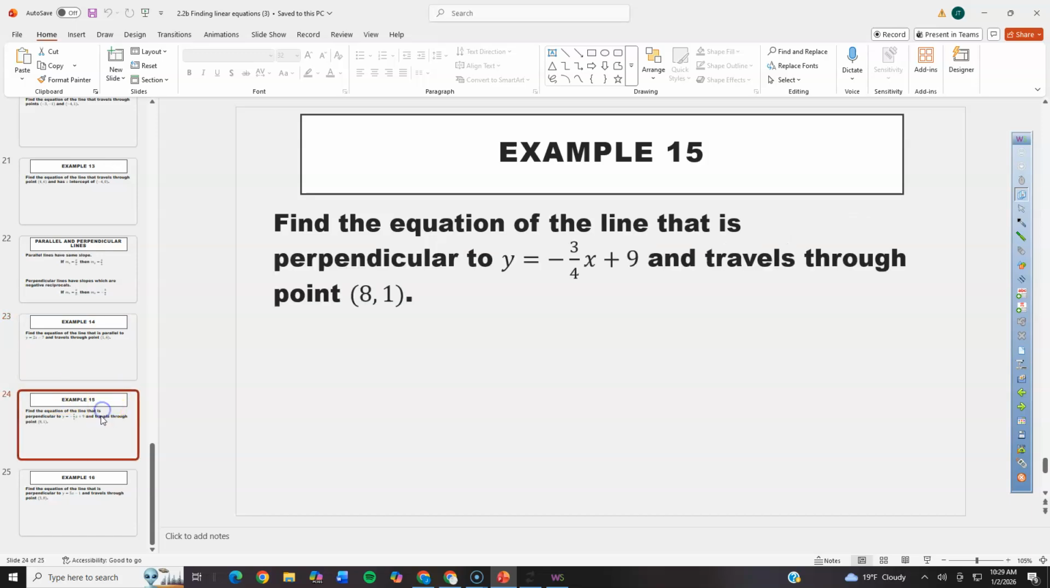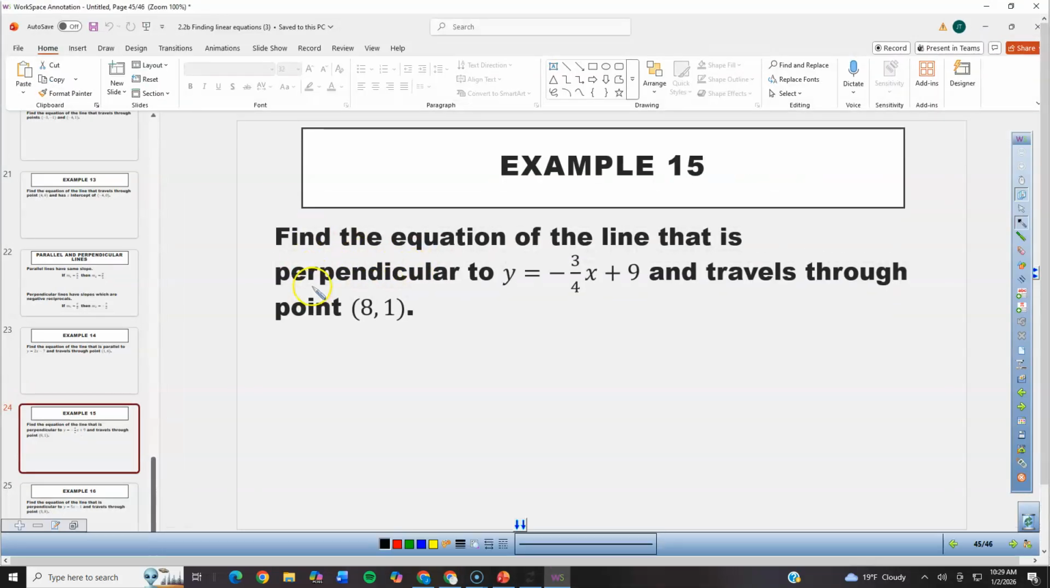Alright, let's see one more. I'll have you guys try one, and then we'll be done. So now, this one says find the equation of the line that is perpendicular to y equals -3/4 x plus 9 and travels through (8, 1). Now for my slope, I can't just steal this one. Since it's perpendicular, I have to flip it and change that sign. Flip it, change the sign. So my slope is 4/3. So I do my y equals 4/3 x plus b.